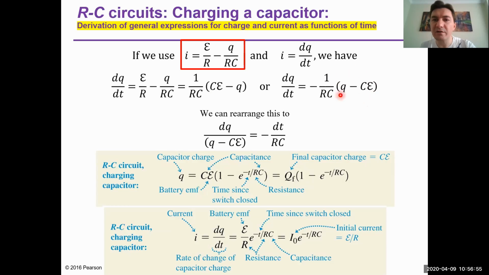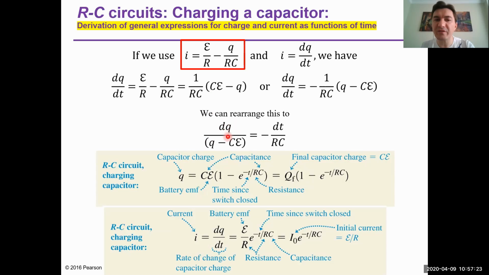Take this one here and take this one here, then finally we get that expression: dq over (q minus C times EMF) is equal to minus dt over RC, okay? So what do you see here? If you solve that integral, here we have q. What is the limit of that integral?